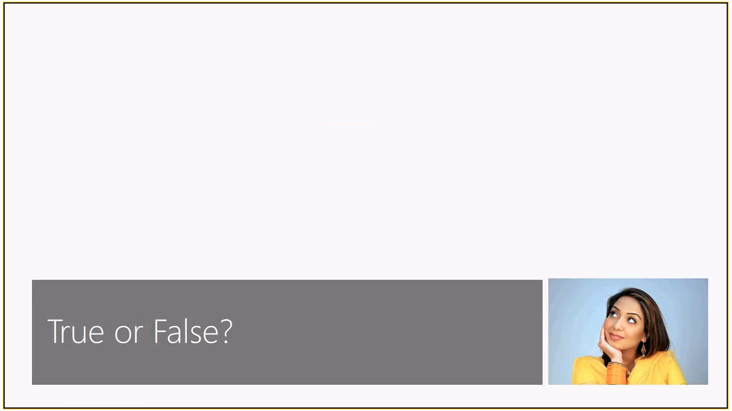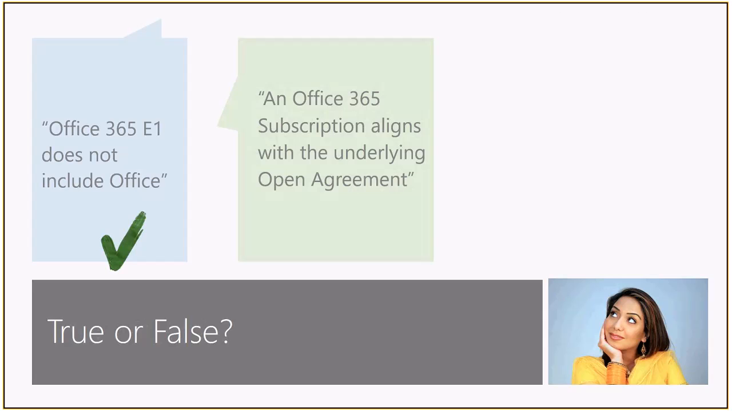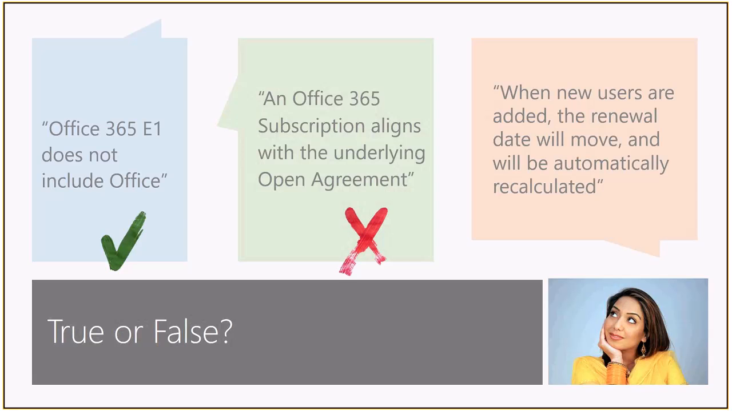So with that, we get some true or falses, so we get some more interaction, which I always enjoy. True or false? Office 365 E1 does not include Office. Straight away, true. Very well done. Number 2, the Office 365 subscription aligns with the underlying open agreement. Marvellous, seeing people coming in immediately. False. I'm enjoying just going with an F for real efficiency. I like that. Very well done. And third, when new users are added, the renewal date will move and it's automatically recalculated. People in there with the correct answer of true before I'd even finished talking. Fantastic. Brilliant.